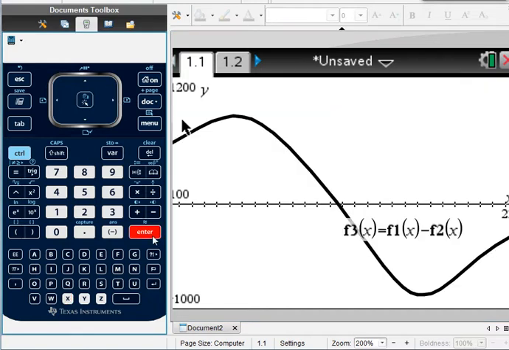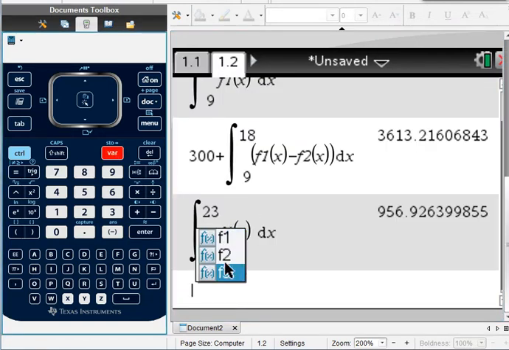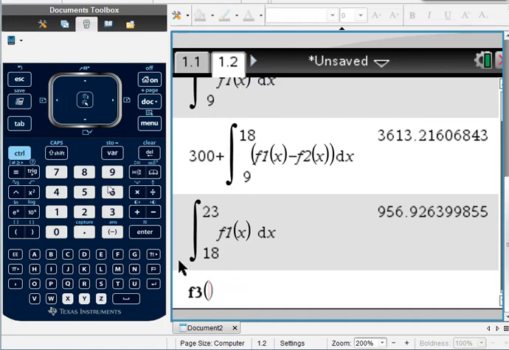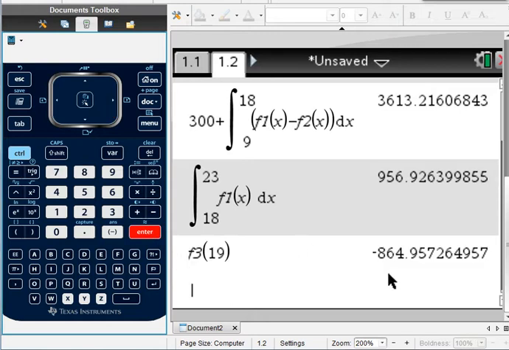Okay, so now it's graphing. This is our overall derivative graph here. And then if I go to the other part here, all you have to do is we have F3 of 19. Or I could go F1 of 19 minus F2 of 19. That would give you the same thing. And you can see we get the same answer on the Inspire.